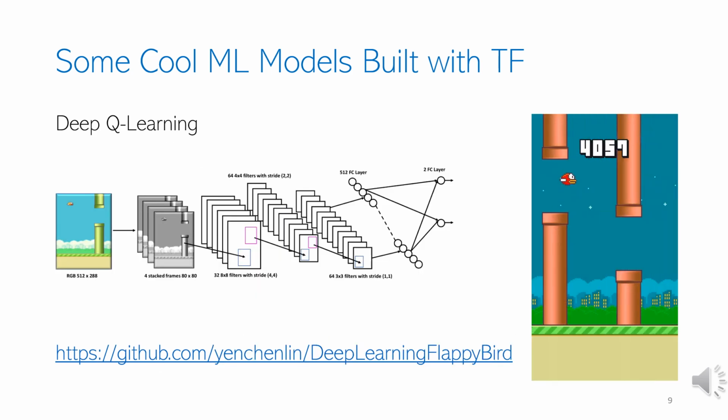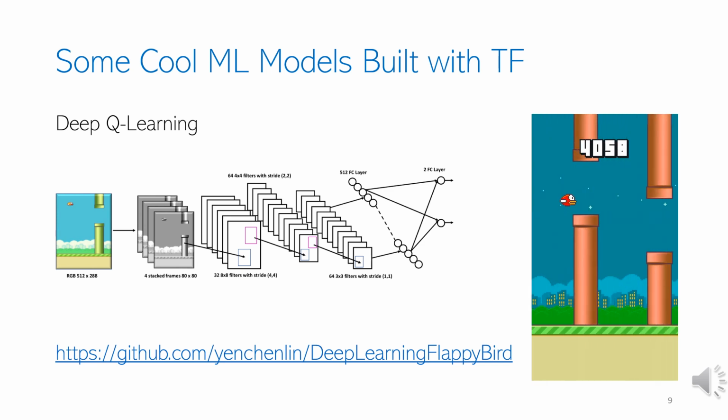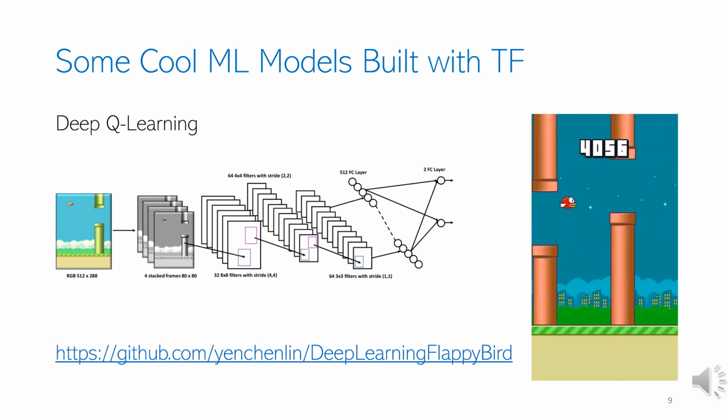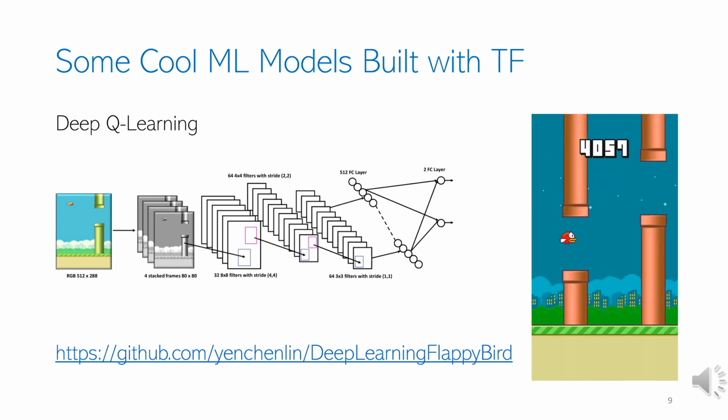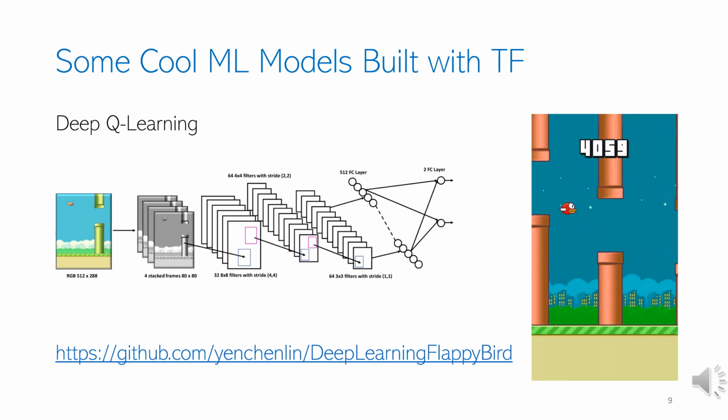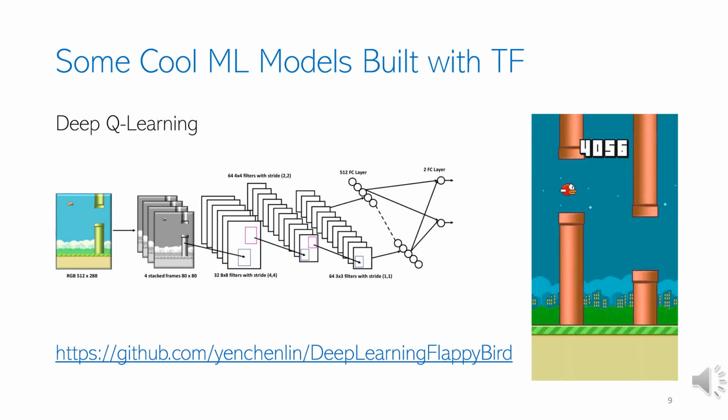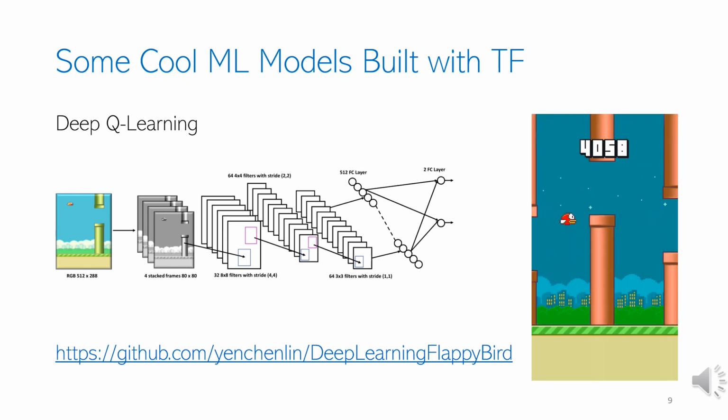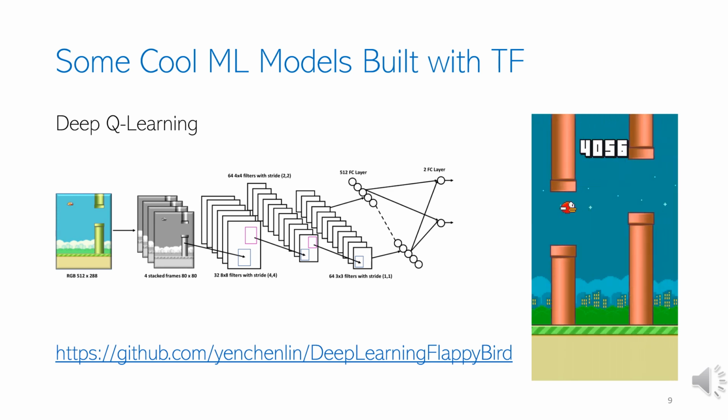Over the course of the past few years, we've seen incredible improvement in reinforcement learning. For example, we've been able to develop agents that can learn to play simple games like, in this case here, Flappy Bird or Atari games.